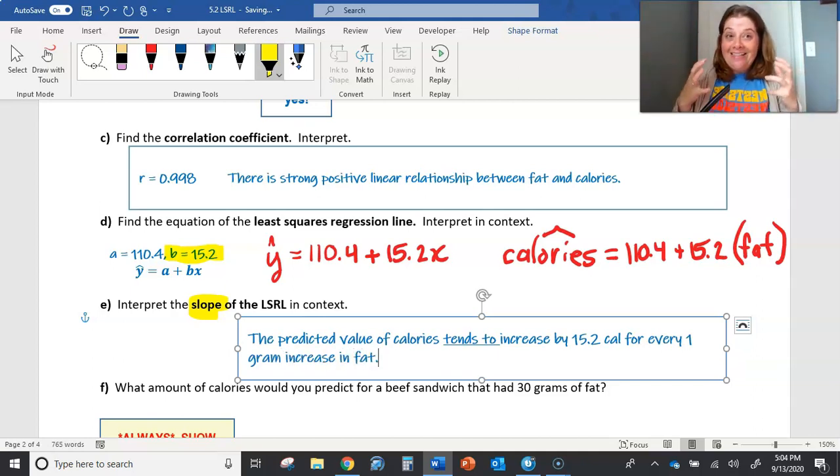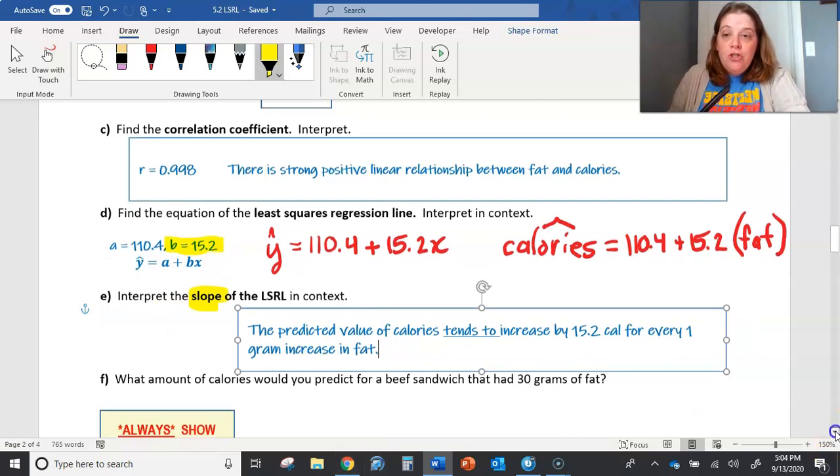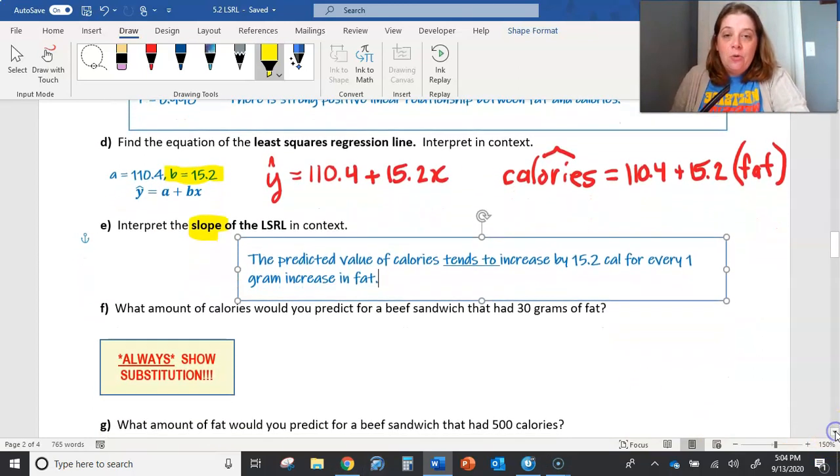The predicted value of calories, the Y value, rise over run, predicted calories tends to, it doesn't do it every single time, we're predicting that it will tend to go up by 15.2 for every 1 value of X. In this case, that's over 1 gram increase in fat. Okay. And it says, what would you predict for a beef sandwich that had 30 grams of fat?